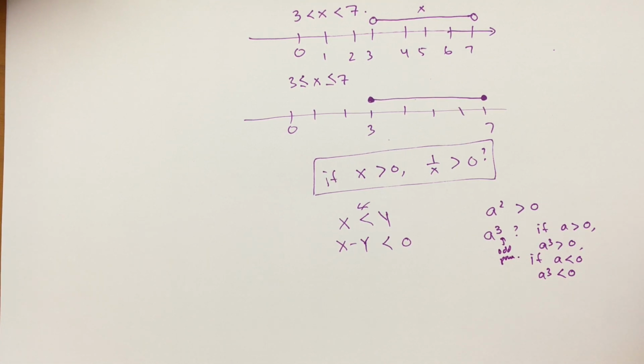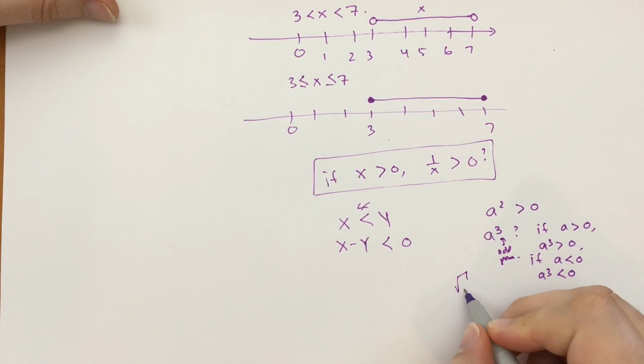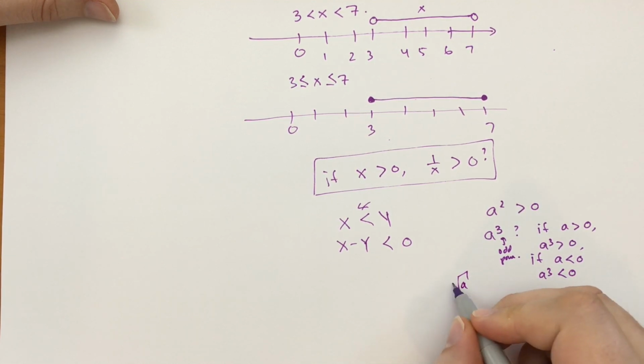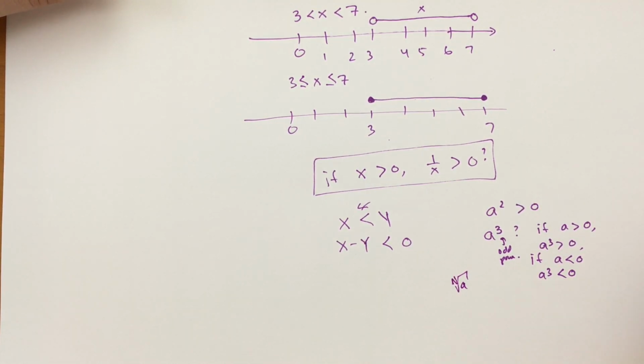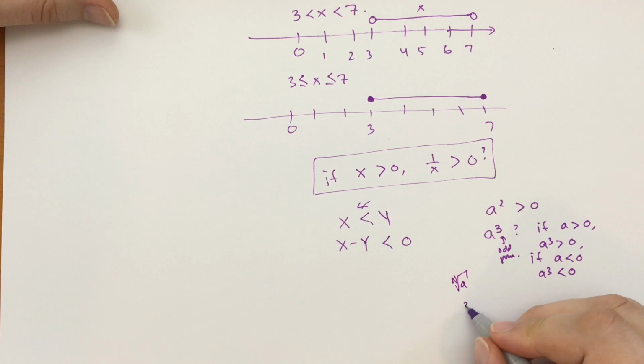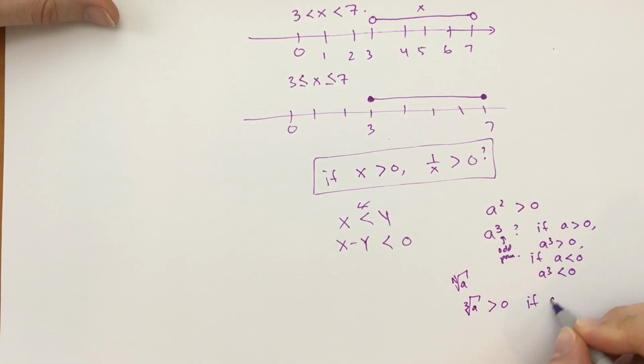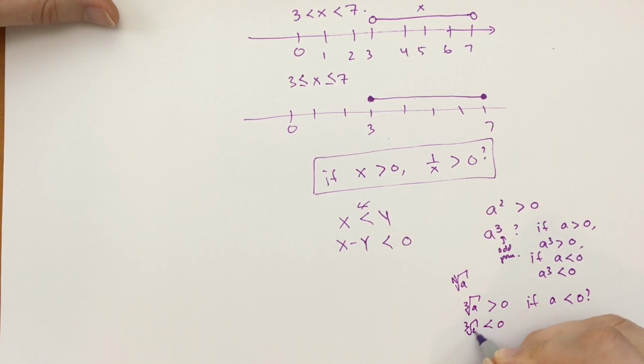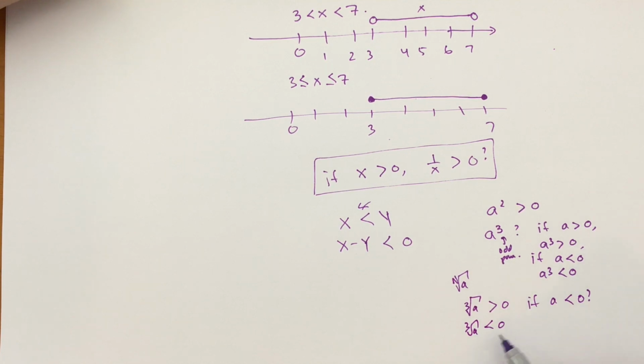Number 7, we use number 6 to do fractional powers, roots, right? So the question is, what's the square root of a? What's the nth root of a, right? If a is positive, is that positive? What about when n is odd? What if a was negative and n is odd? What's the cubed root of a? Is that greater than 0 if a is less than 0? Or is it less than 0? Which is it? What number times itself 3 times would get you a negative?